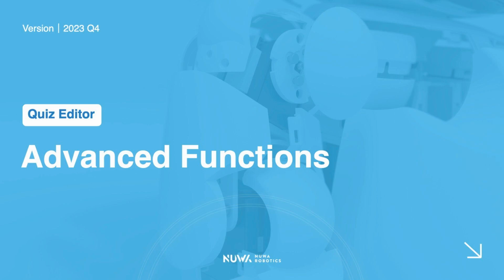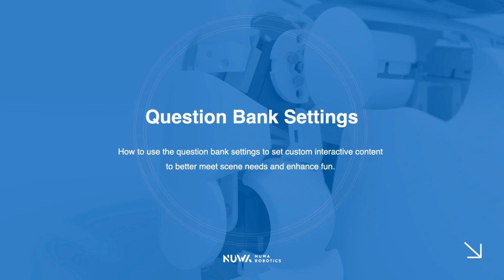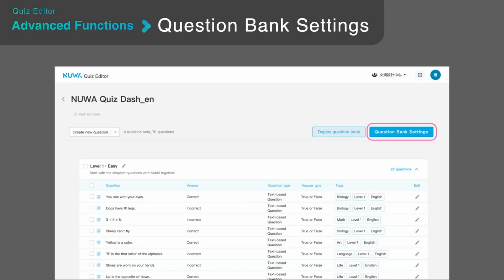After learning the basic functions, we will introduce the advanced functions of the quiz editor. First, we will discuss how to use the question bank settings to set custom interactive content to better meet scene needs and enhance fun. In the question set list screen, there is a question bank settings button in the upper right corner. Click to enter the question bank settings page.